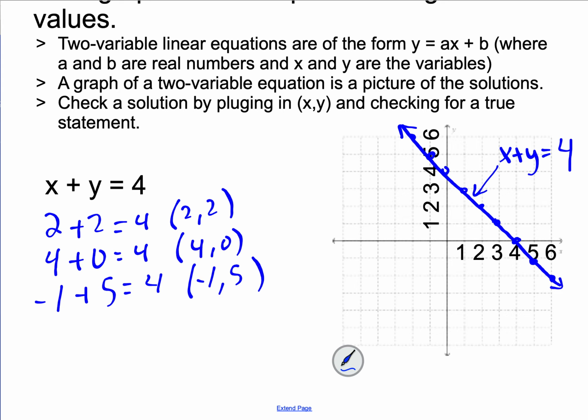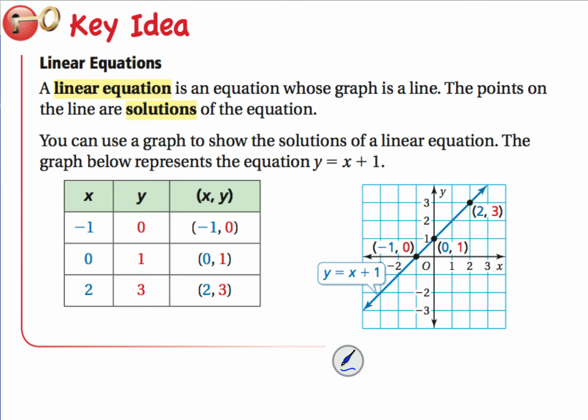This is actually why it's called a linear equation, because anytime you look at the picture of its solutions on a coordinate plane with x and y axes, you're going to get a straight line. So a linear equation is an equation whose graph is a line. The points on the line are solutions to the equation. You can use the graph to show the solutions of a linear equation.